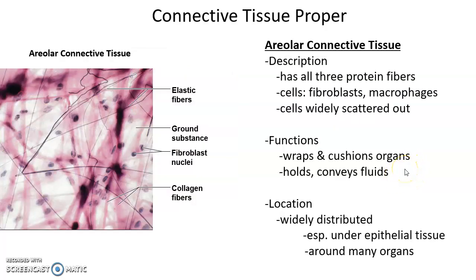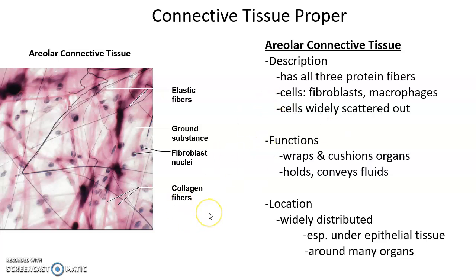All right, first up, connective tissue proper, we have areolar connective tissue. Areolar connective tissue, see, this has all three different kinds of protein fibers. So these little lines here represent some of the protein fibers. So it has the elastic fibers, collagen fibers, and reticular fibers. And the main cells found in areolar connective tissue are fibroblasts and macrophages. So these dark spots here are the nuclei of fibroblasts. And all the cells are scattered out widely. The protein fibers don't go in any particular orientation.